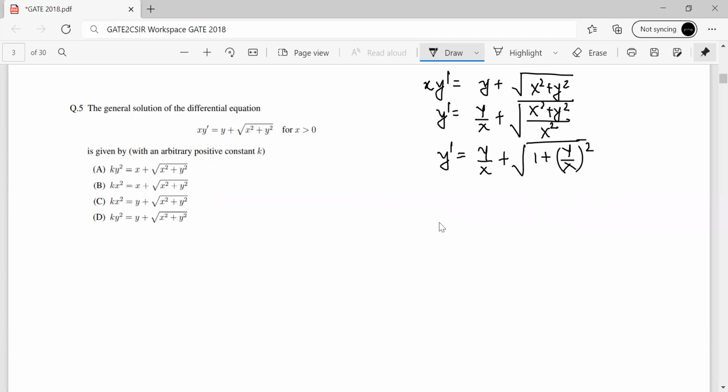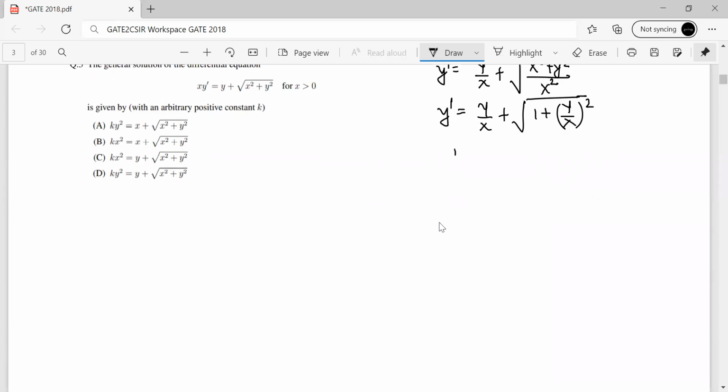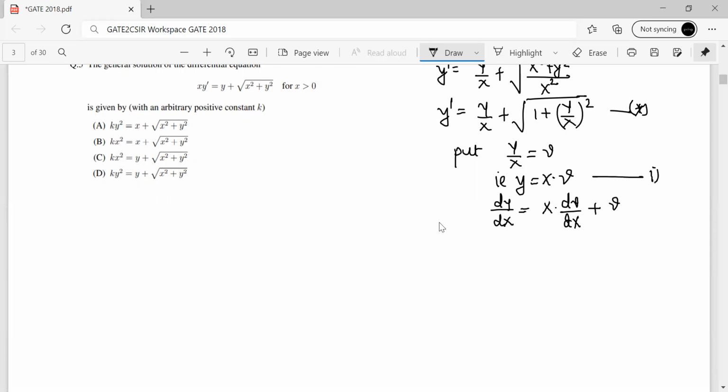And now by looking at this, you might have got the idea that this is a homogeneous equation. So I'll put y by x to be v, so that is y equals xv. So let us find out dy by dx. So dy by dx will be equal to x dv over dx plus v, since the derivative of x is 1. So let us resubstitute in this equation, call this star and call this equation 1.